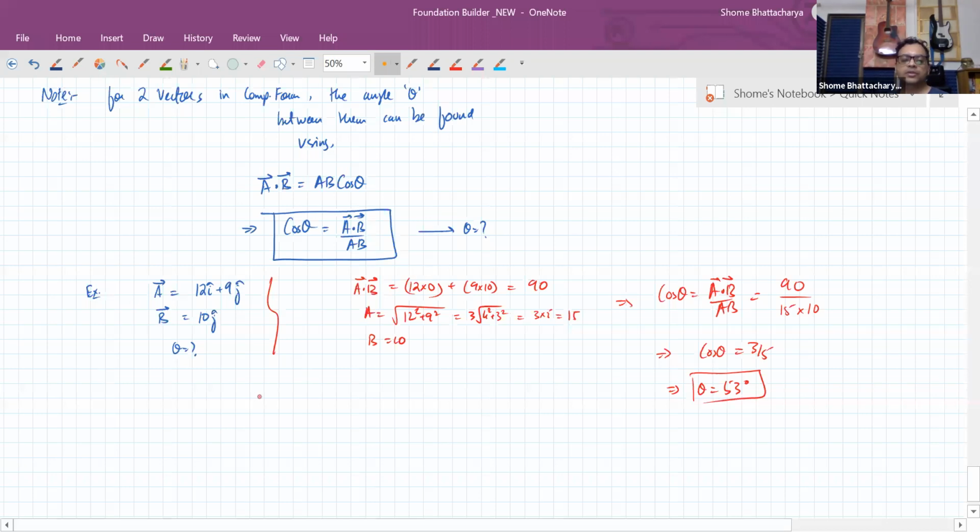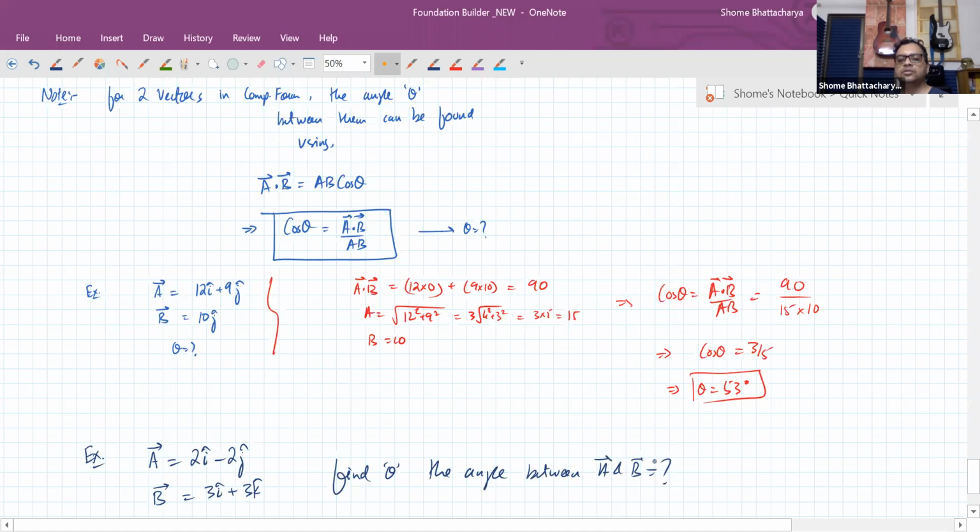You can verify this by drawing it also. But the next example I'm going to give you is three-dimensional, so there we cannot draw the vectors and conclude this. We have to rely on this formula. So let's work that out. Suppose vector A is 2 i cap minus 2 j cap, and vector B is 3 i cap plus 3 k cap. Find theta, the angle between A and B.